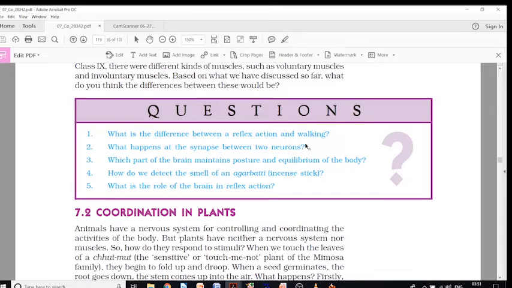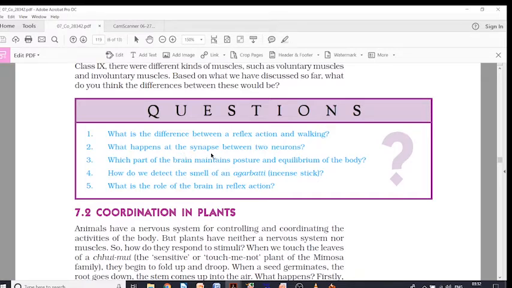So reflex actions are controlled by whom? It is controlled by the spinal cord. And walking is controlled by whom? It is controlled by the hindbrain, the cerebellum. Cerebellum controls voluntary action. So reflex actions are controlled by the spinal cord, and walking is controlled by the cerebellum. Okay.